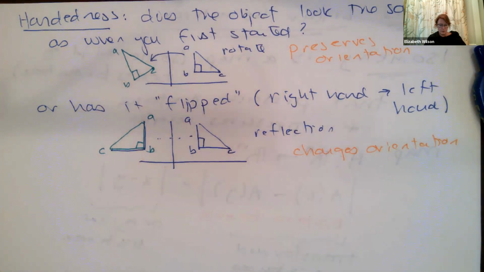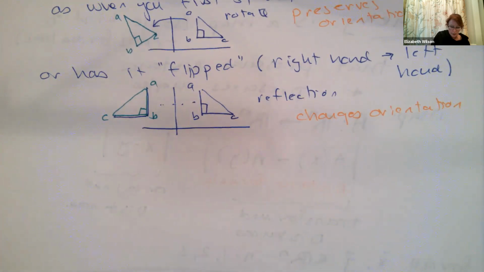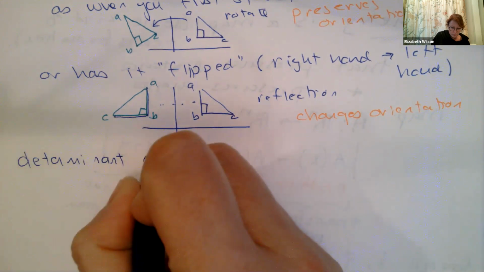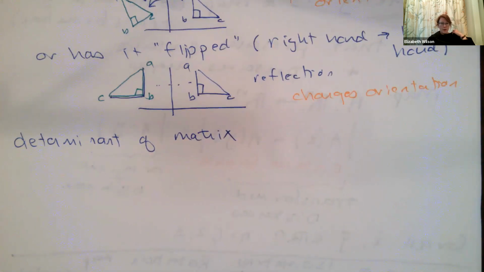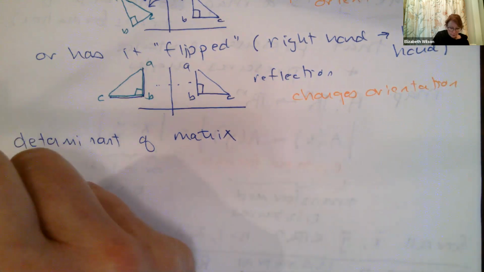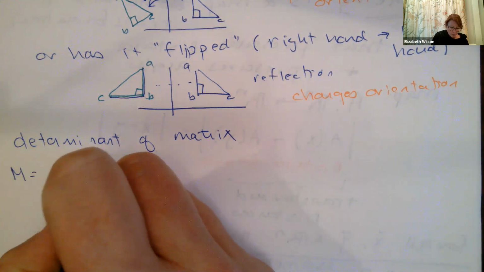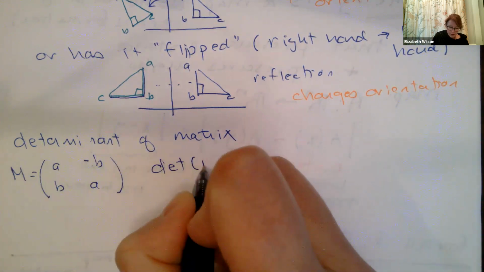Okay, so what we can do is when we think about our isometries, when we think about the determinant of our matrix, a determinant of a matrix is going to tell us whether or not our handedness is preserved or it isn't. Basically, if I have a matrix M with entries A, minus B, B, and A, I go to find the determinant of M, for example.